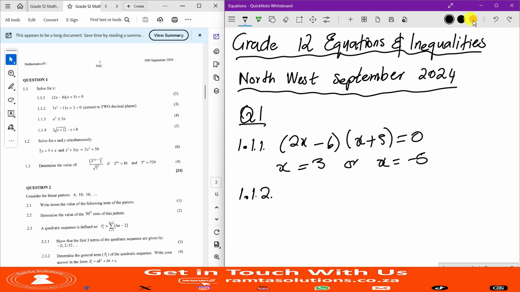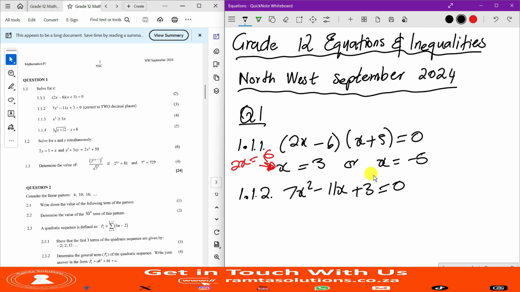1.1.2. I'm just going to write this here. I meant, let me change the color. I meant here you have 2x equals 6, and then it comes here. Okay, then go back. 1.1.2: 7x squared minus 11x plus 3 equals 0, correct to 2 decimal places.